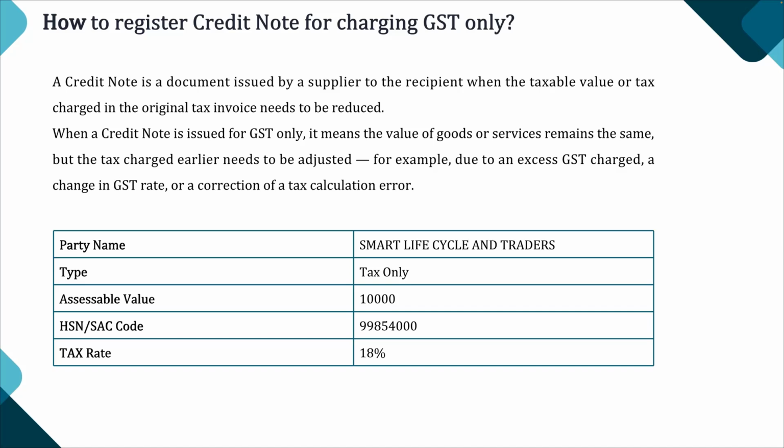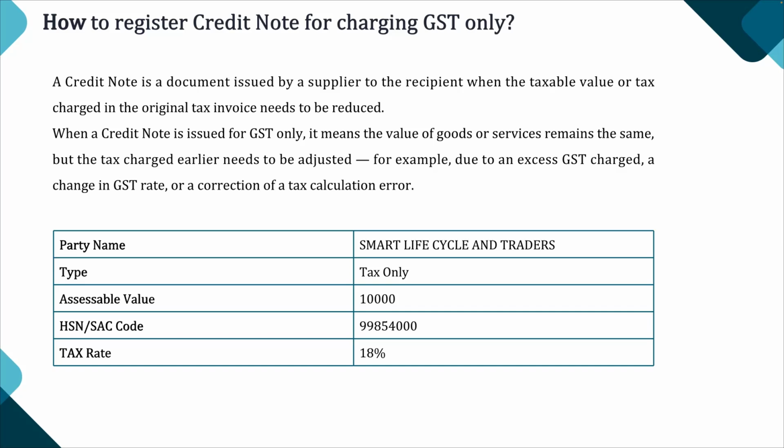When a credit note is issued for GST only, it means the value of goods or services remains the same, but the tax charged earlier needs to be adjusted, for example, due to an excess GST charged, a change in GST rate, or correction of a tax calculation error.